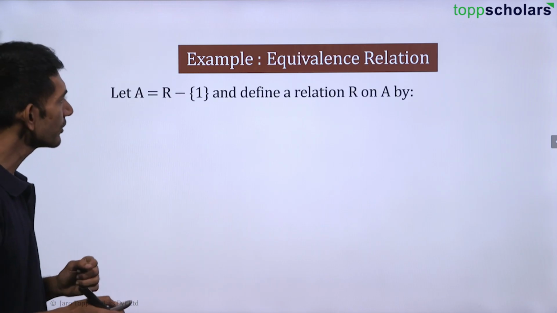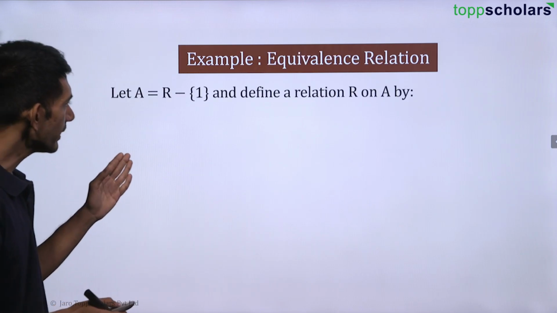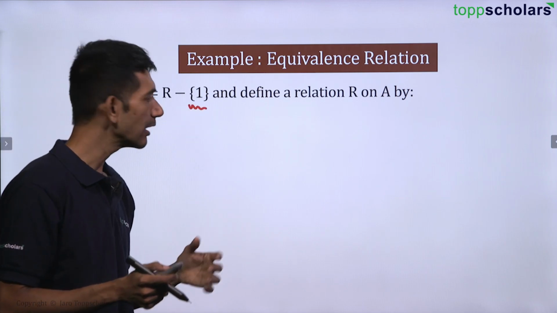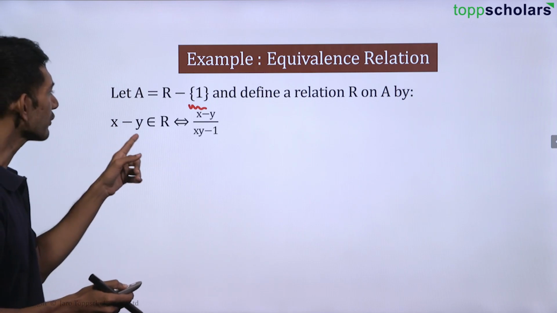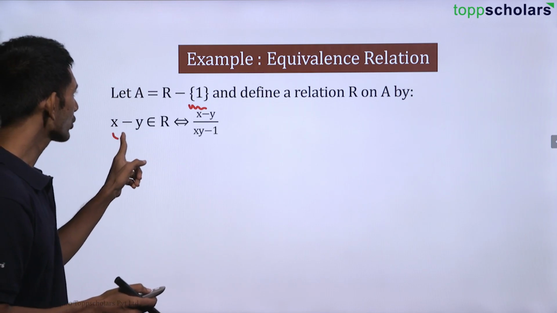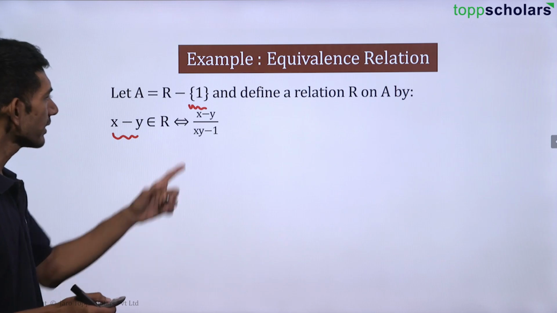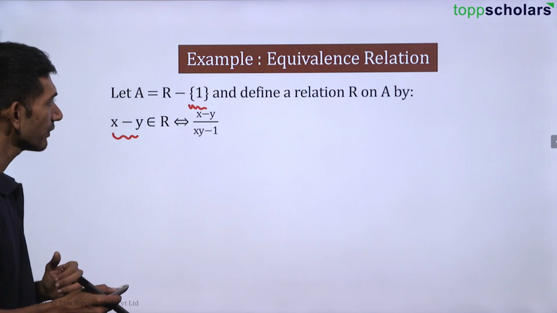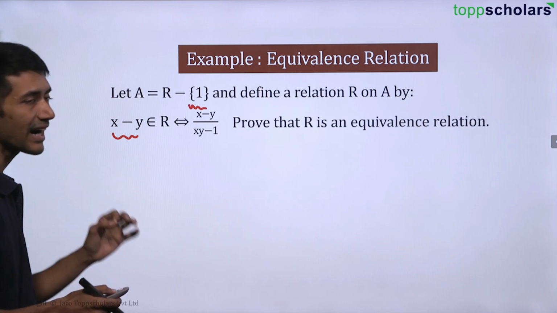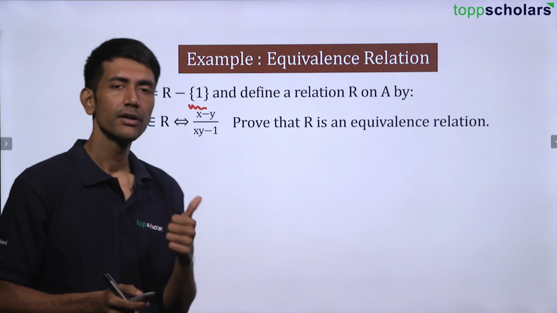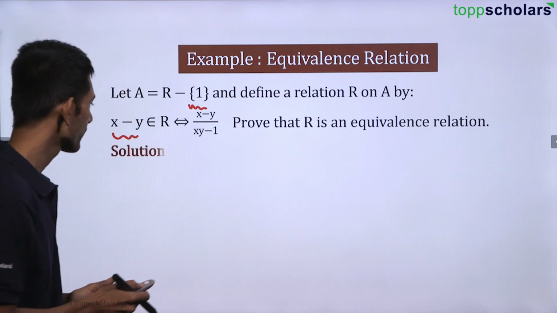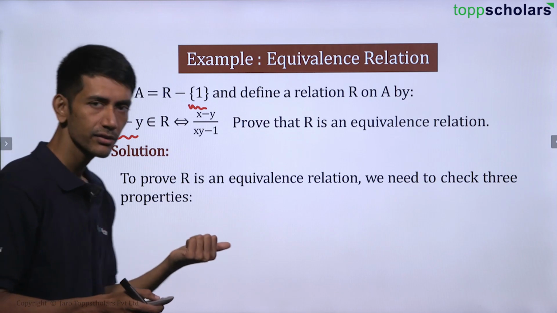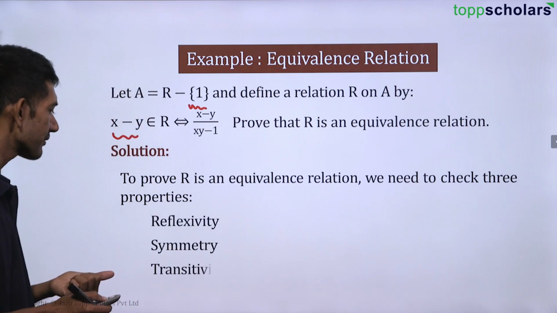Now we have a new question. It says, let A be R minus 1. So we have to exclude 1 from the set of real numbers. And then x R y, that belongs to R, which is given as x minus y by xy minus 1. So firstly, we are supposed to prove that R is an equivalence relation. That is, it is reflexive, symmetric and transitive. So to prove it is equivalent, obviously we'll prove it is reflexive, symmetric and transitive.